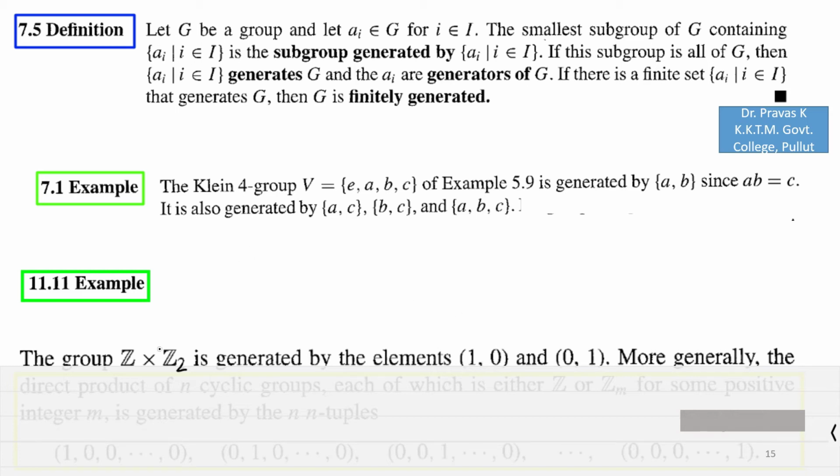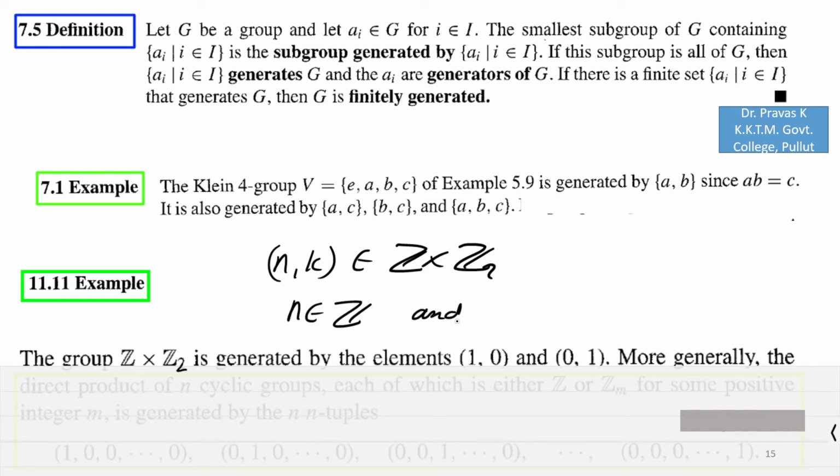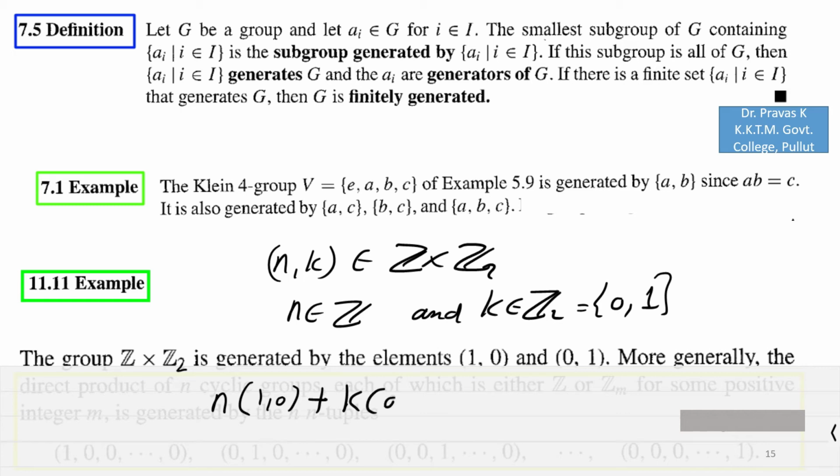For we can see that an arbitrary element in Z cross Z2 is of the form (n, k), where n can be any integer and k is a member of Z2, that can be 0 or 1. Now if you consider the combination of the elements (1, 0) and (0, 1), generated by n times (1, 0) plus k times (0, 1), then you can say that you can obtain the element (n, k). Thus any element in Z cross Z2 can be generated using the elements (1, 0) and (0, 1).